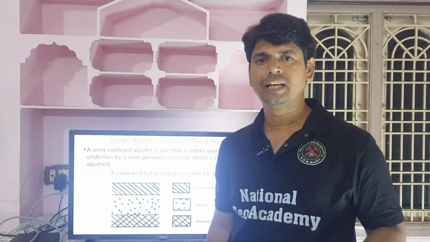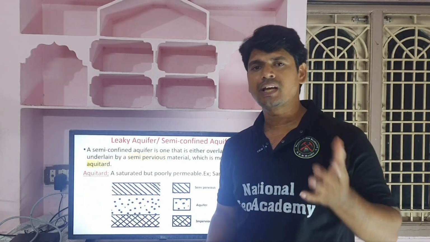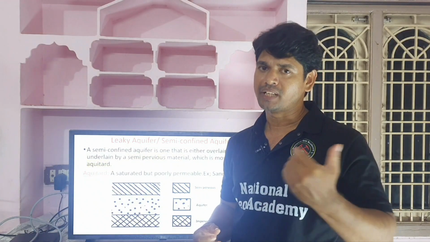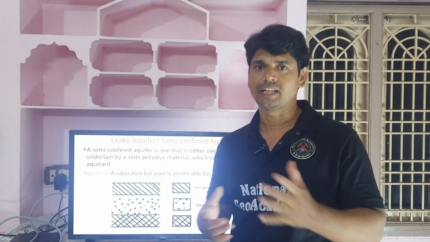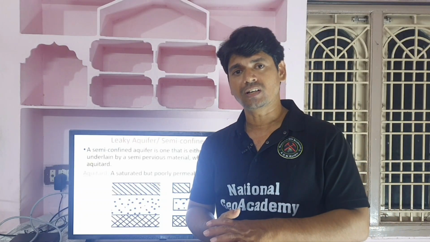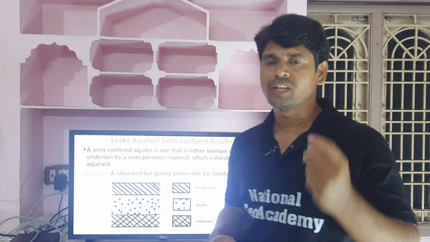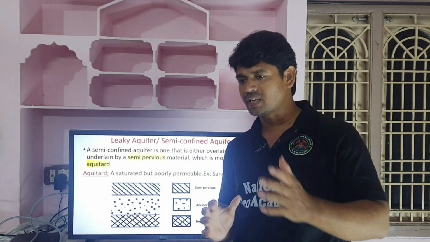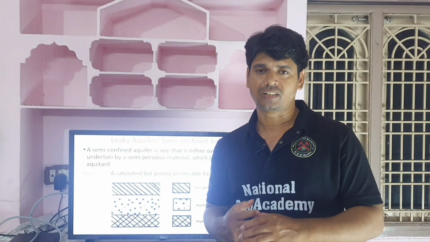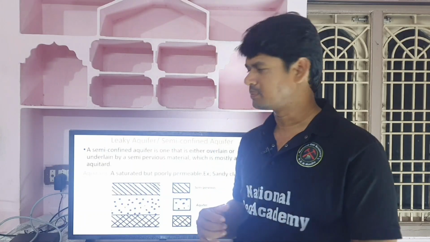Then third one is leaky aquifer or semi-confined aquifer. A semi-confined aquifer is either overlain or underlain by a semi-pervious material, that is, aquitard nature. What is meant by aquitard? Previously we studied about the aquitard. If any material is saturated but poorly permeable, such characteristic is called an aquitard. For example, sand mixed with clay is called an aquitard.